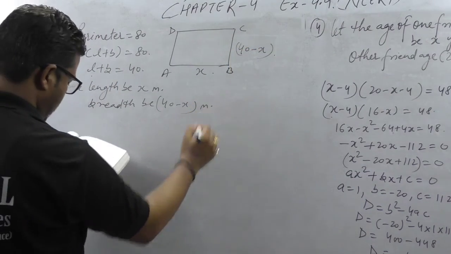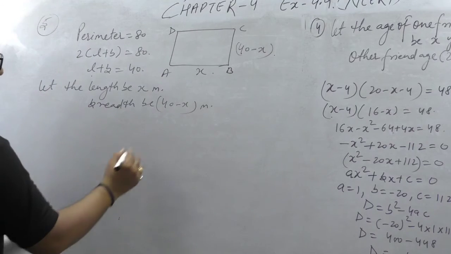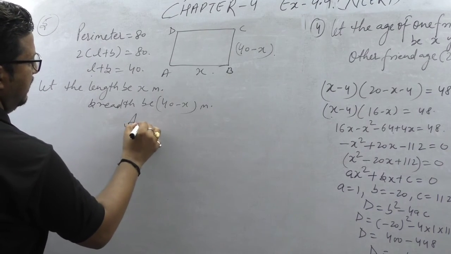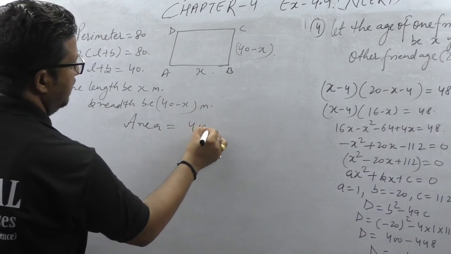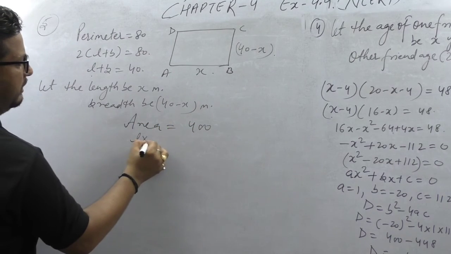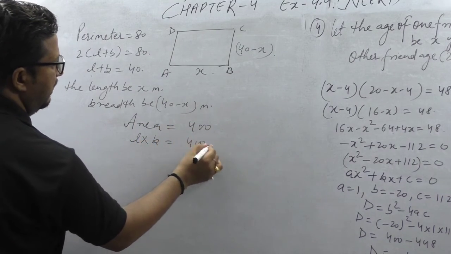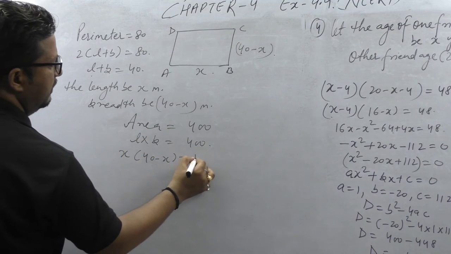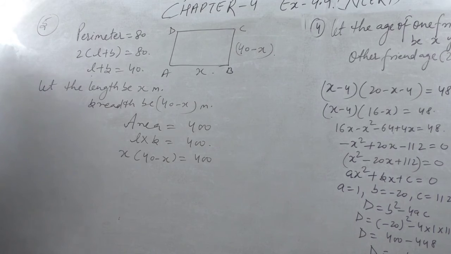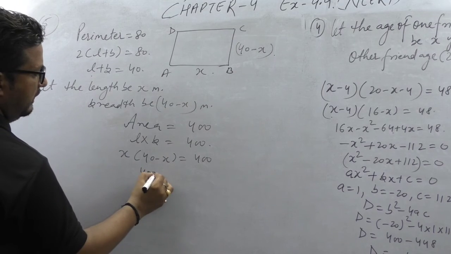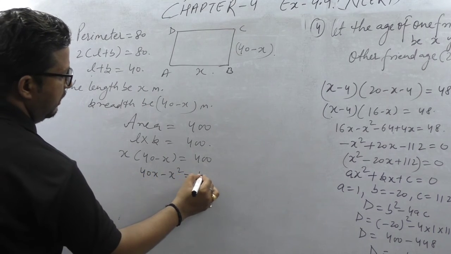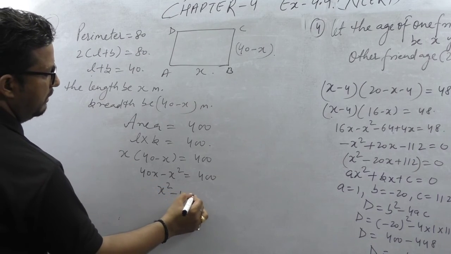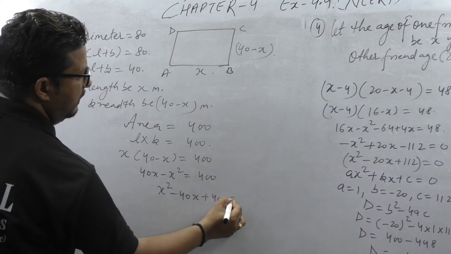Now in the other part it is given that the area is 400 meter square. You already know the area formula is L into B. Here the length is x and the breadth is 40 minus x. Now we have to check whether the factors are possible or not. So 40x minus x square equal to 400. If I shift this to that side, x square is positive, minus 40x plus 400 equal to 0.